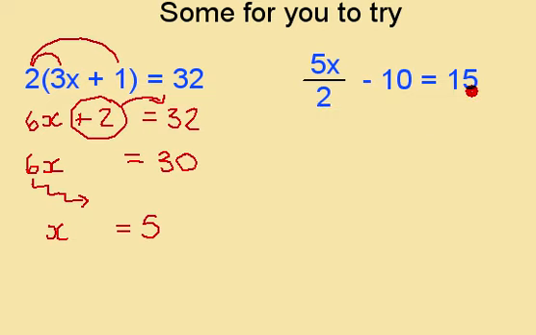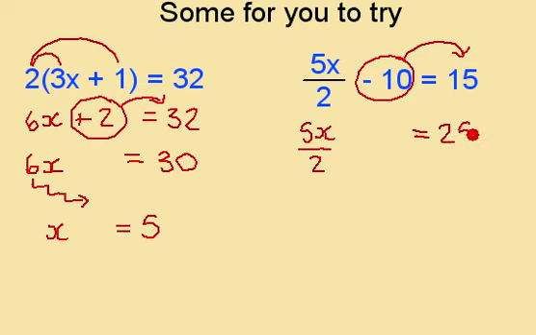On this question, look for float and ping first. We've got a float and ping here, -10 is going to become +10. So I've got 5x over 2 equals 15 plus 10, which is 25. Then we're on to escalator.